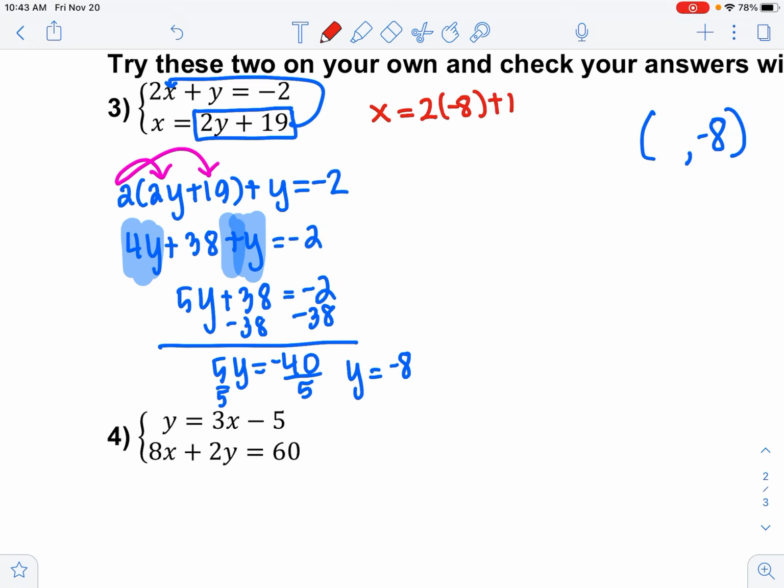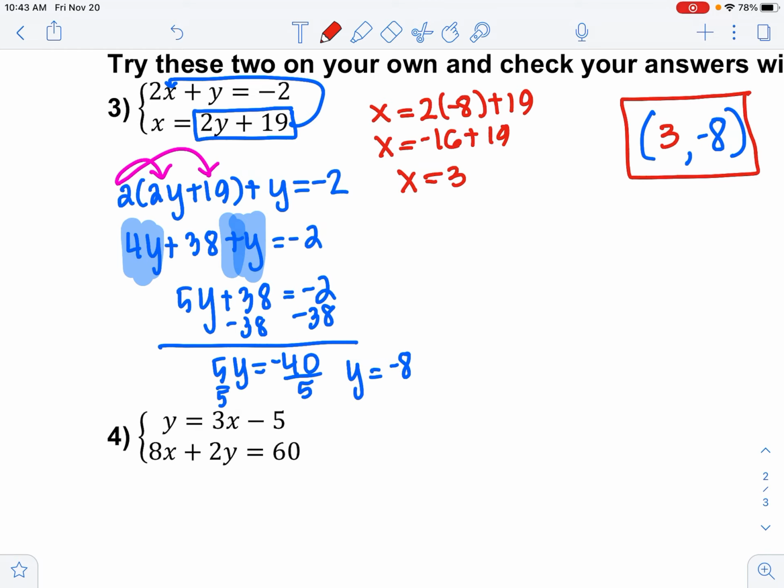All right, now I'm going to solve for x. X equals 2 times y, which was negative 8, plus 19. X is equal to negative 16 plus 19, so x is 3. And there's my answer.